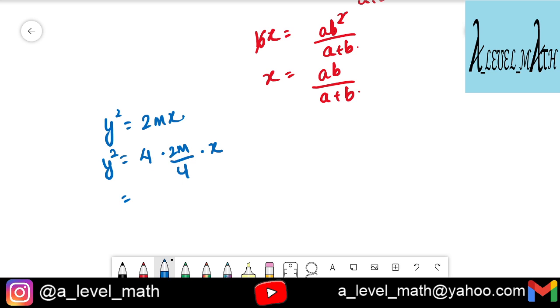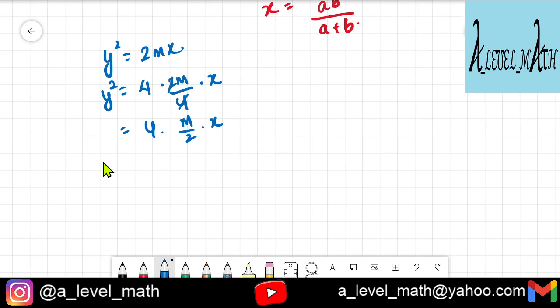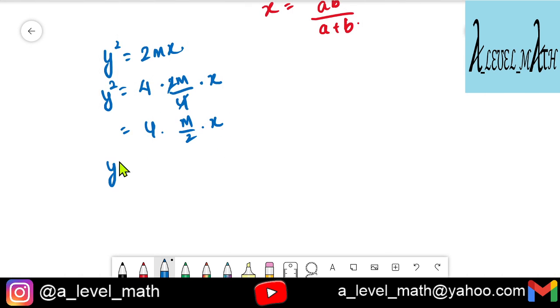So y squared is equal to 4 times 2m by 4 times x. I can cancel this 2 and 4 with half. So 4 times m by 2 times x. So my a is effectively m by 2. So I can write this as y square is equal to 4 times m by 2 times x. So this m by 2 plays the role of a.